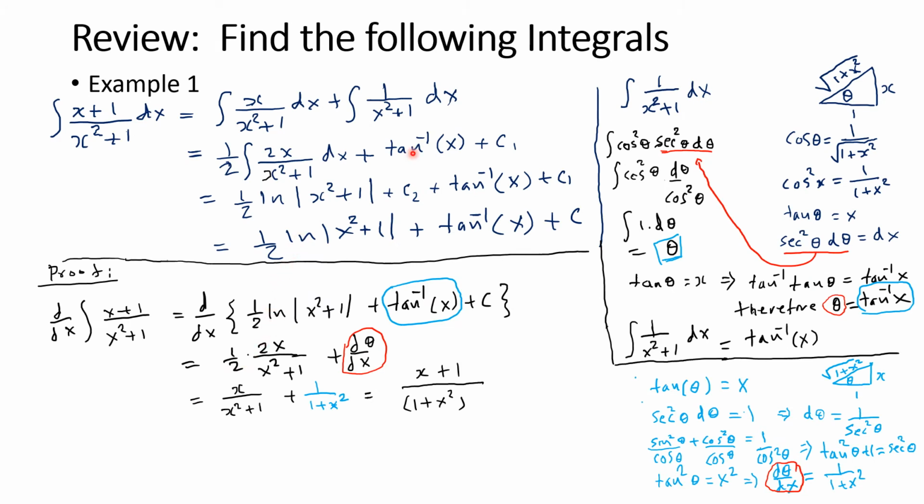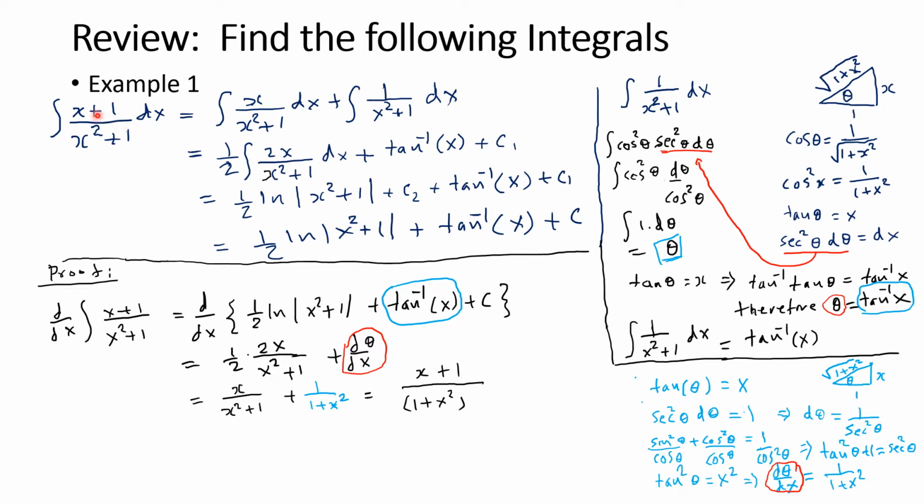Now we have a review, and we want to find the following integrals. Example number 1, we have a rational function. Rational function means a function divided by a function. So this rational function is the integral of x plus 1 divided by x squared plus 1 dx.